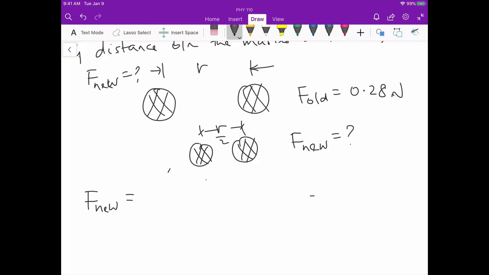Okay, so the inverse of half is of course 2, but the relationship is an inverse square relationship. That means the inverse of half is 2, and then you square it, and then you multiply that with the old force. So therefore you have 4 times the old force, which is 0.28. Multiply this, and it's going to be 1.12 newtons of force. Okay.